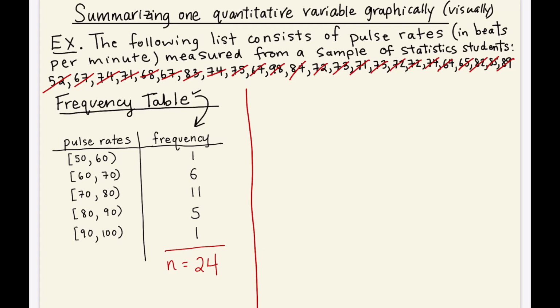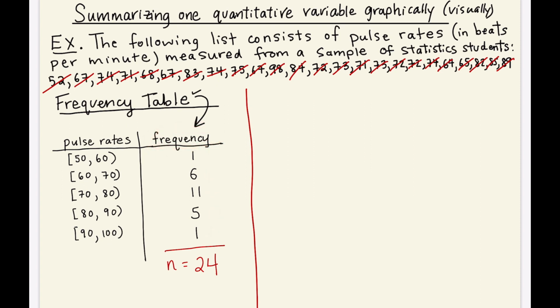In the previous video, we started the process of summarizing one quantitative variable graphically or visually. The quantitative variable we were working with was pulse rates in beats per minute. These were the data values. You could see that they are numerical or quantitative. What we did was construct a frequency table. We partitioned our pulse rates into classes, 50s, 60s, 70s, 80s, and 90s, and then we counted how many of the pulse rates fell into each class.